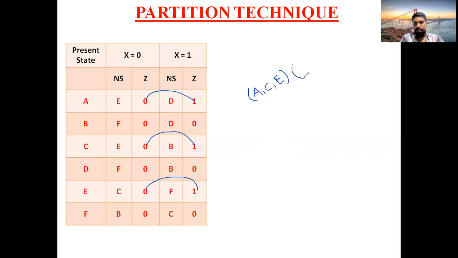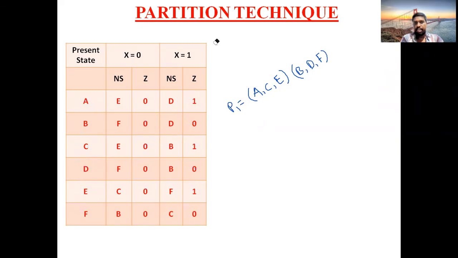Next, see here, the outputs are all 0. What are those states? B comma D comma F. Previously we had A comma C comma E. Likewise, B comma D comma F are the states which generate the same outputs under x equals 0 and x equals 1. So the first partition is made depending on the outputs of the states. Clear?